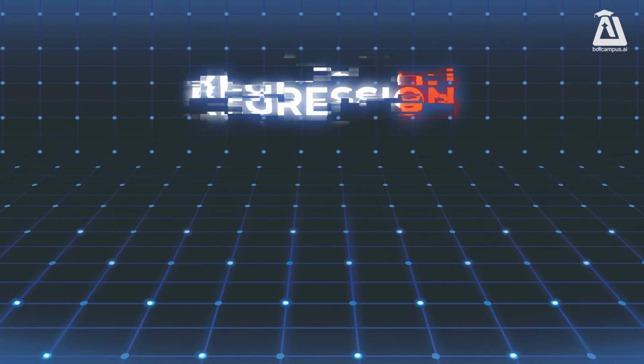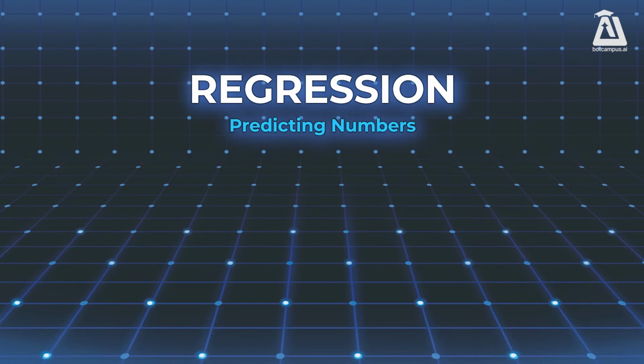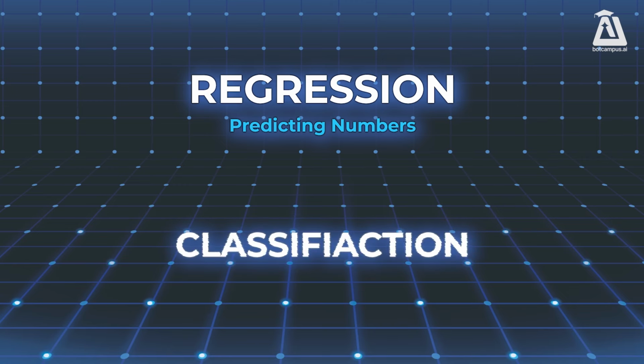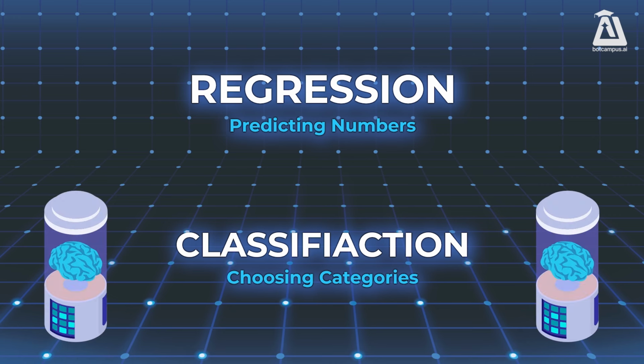So while regression is about predicting numbers like our house price, classification is about choosing categories, like deciding if an email is spam or not. Both are superpowers of supervised learning, helping our computers make smart decisions every day. And there you have it, friends. The two main types of supervised learning that help computers learn from data: regression and classification. Fascinating, right? Classification can further be divided into binary classification and multi-class classification. Let's look at it in our next video.